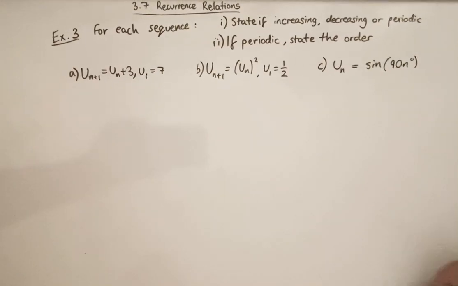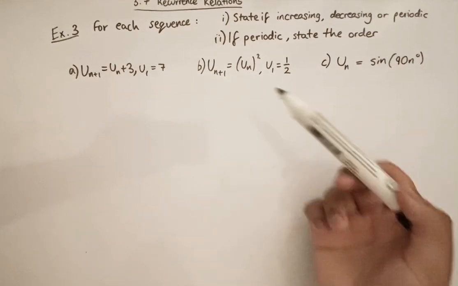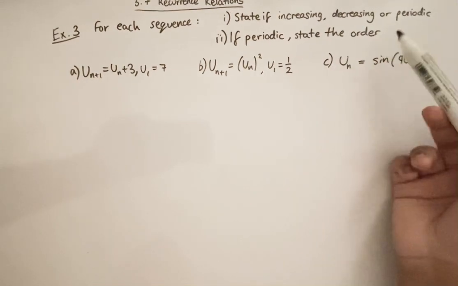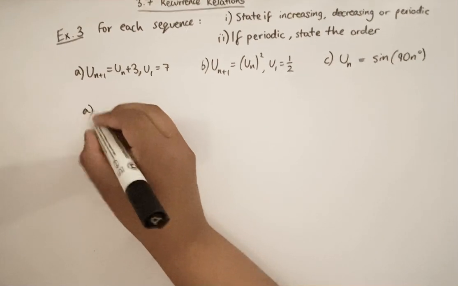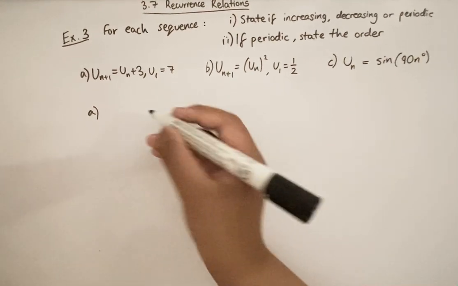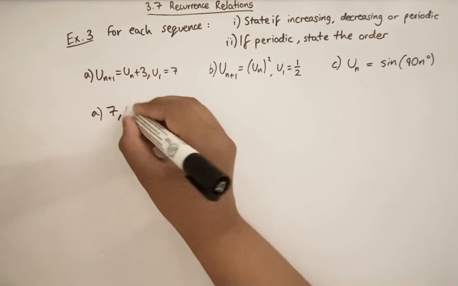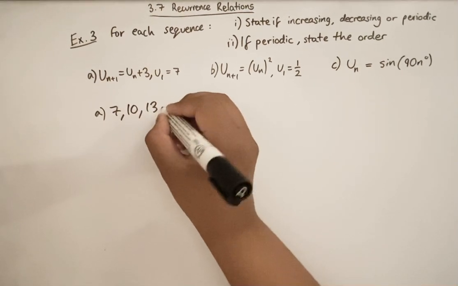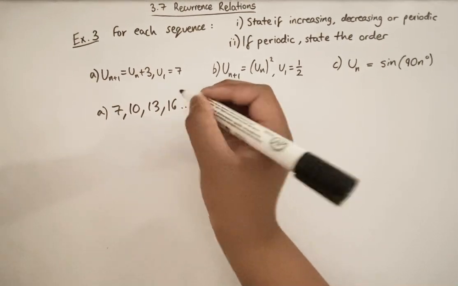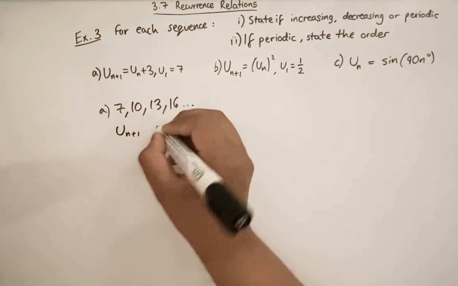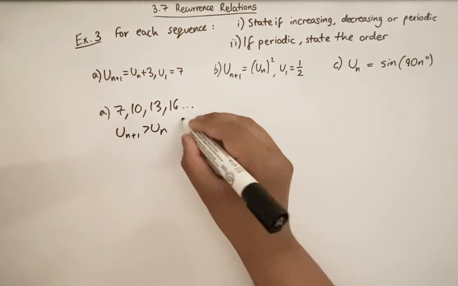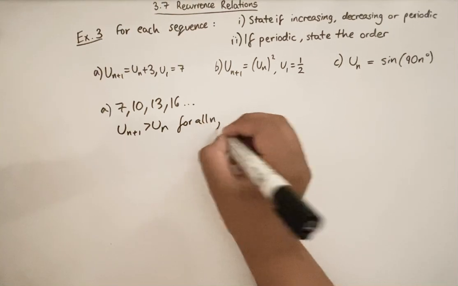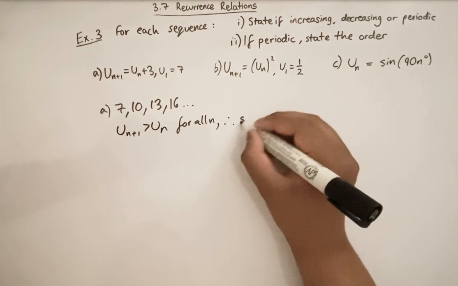Let's do one final example. For each of these sequences, let's state if they're increasing, decreasing, or periodic, and if it's periodic, let's state the order. For part A, if we expand the first few terms of this sequence, we can see the sequence is 7, 10, 13, 16, and so on. And as u_(n+1) is bigger than u_n, because each term is getting larger for all n, the sequence is increasing.